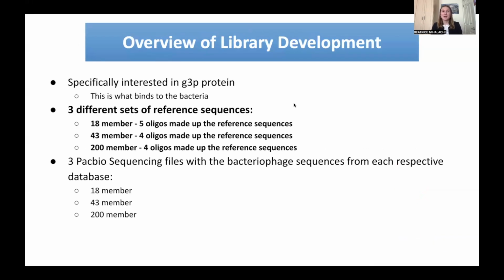So our lab did this library construction, and the way they did this was first constructing reference libraries of the G3P protein, and this protein is the specific protein that binds to the bacterial surface. So for one of the reference libraries, which consisted of 18 members, 5 oligos were used during the Gibson assembly process, whereas there were also a 43 and 200 member reference libraries constructed with 4 oligos during the Gibson assembly process. And then I was given the bacteriophage sequences derived from these reference libraries to analyze.